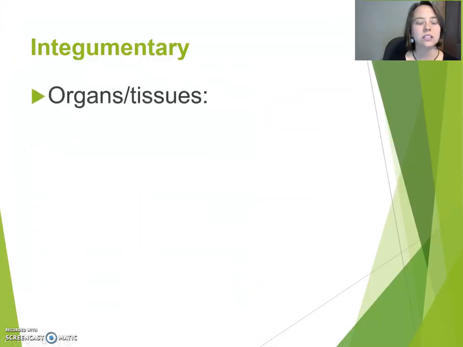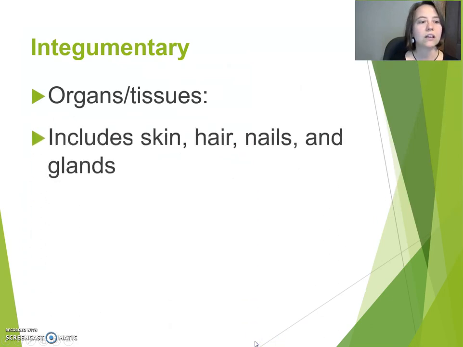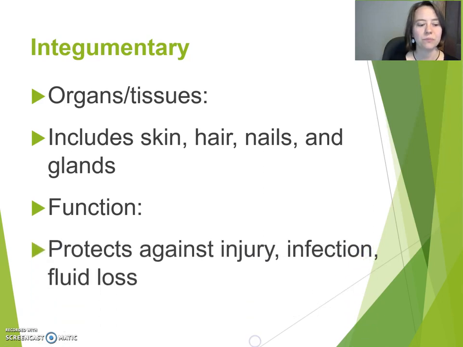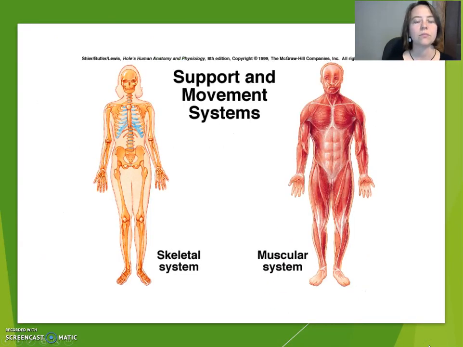The integumentary system, the organs and tissues involved with that are skin, hair, nails, and glands in the skin. The function of the integumentary system is that it protects against injury, infection, and fluid loss. This is a very important system, and it is the first one we will be studying. Support and movement systems include the skeletal system and the muscular system.